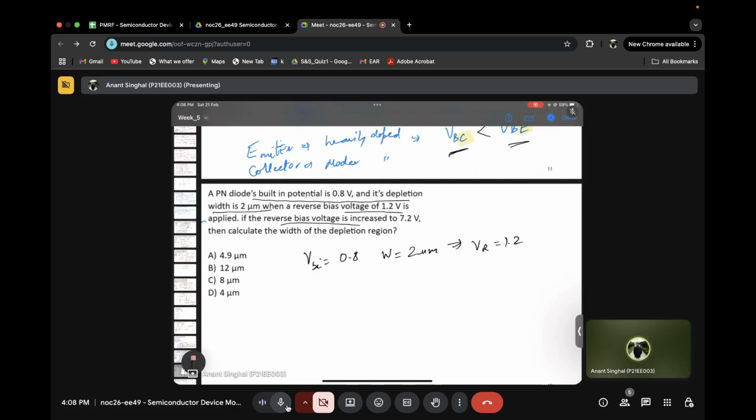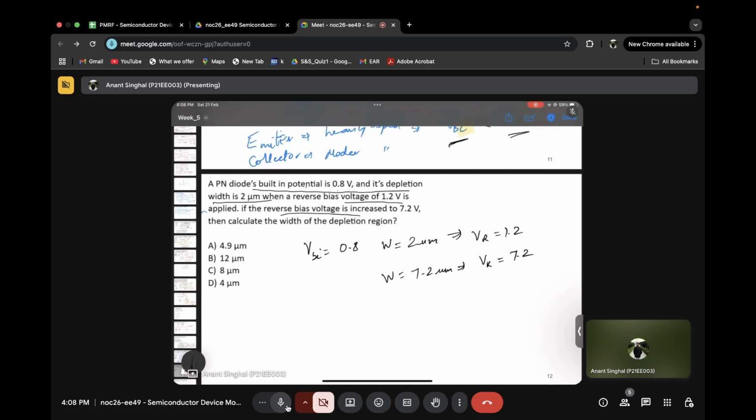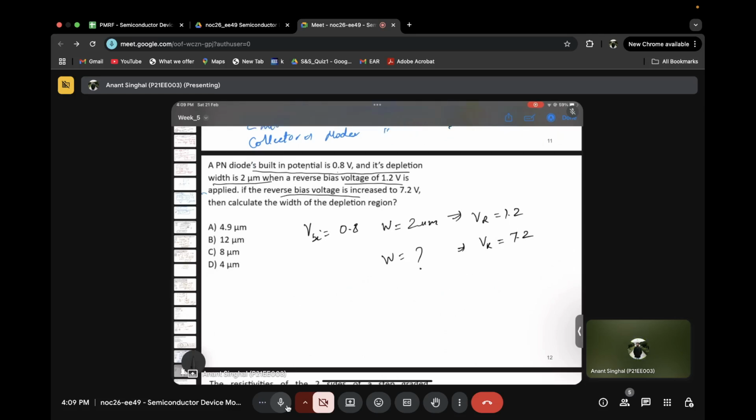Now it is saying that the depletion width increases when the reverse bias voltage is 7.2. So we need to calculate this actually. What will be the width? What do we have? We have a relation of VBI plus VR, right? If you remember, we did this derivation.